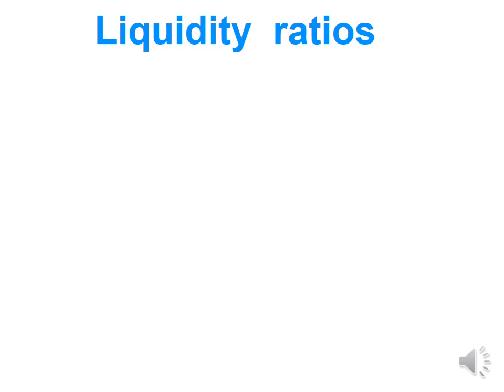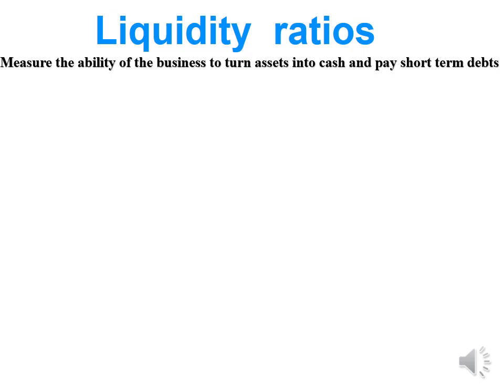Now we look at the liquidity ratio. The purpose of liquidity ratio is to measure the ability of the business to turn the assets into cash and also pay the short-term debts. Under here we have 5 formulas, actually 6, but the major ones are 5.